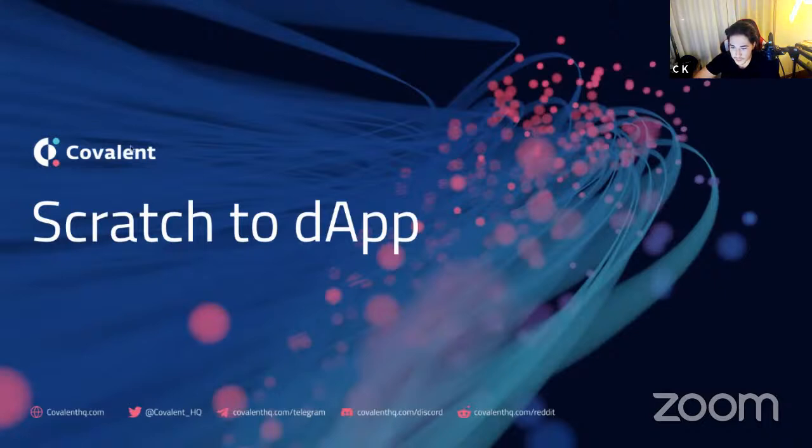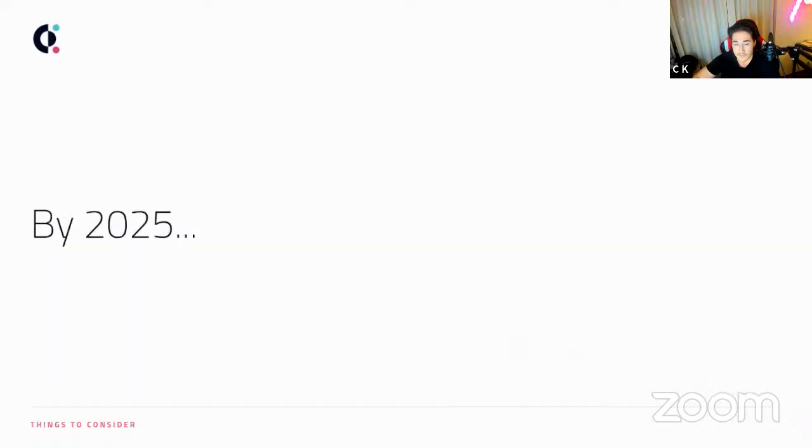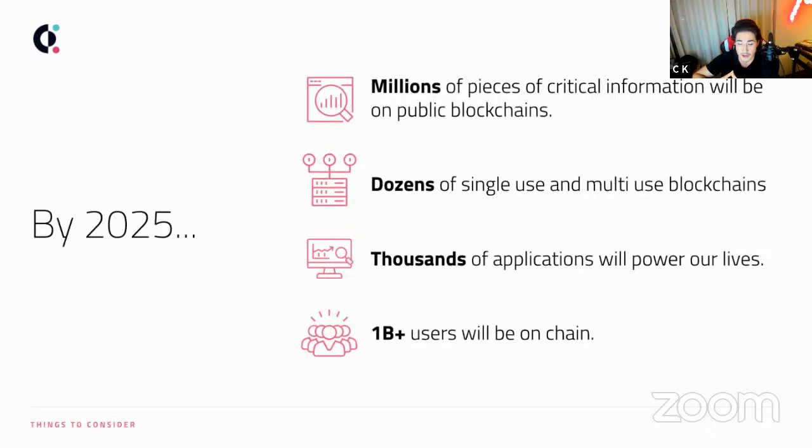So it's a really exciting time to be in the crypto space right now, but it's still very early when you look at the adoption rates of past key innovations. Just in the last year, we have seen an explosion in DeFi, NFTs, and DAO projects. The fintech and crypto spaces are merging, and governments are endorsing blockchain technology. So at Covalent we use this thought experiment to picture what 2025 looks like. And given the torrid pace of innovation in this space, it could be even sooner.